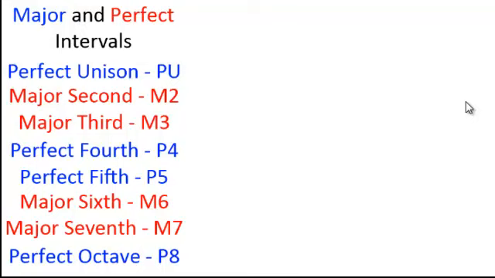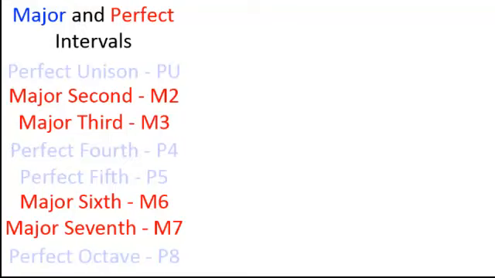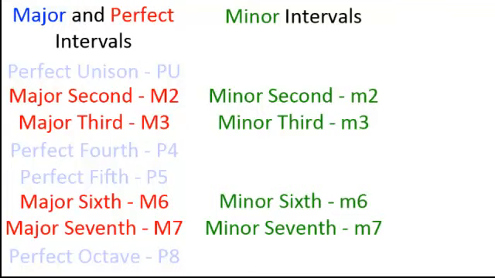Well, an interval is the distance between two notes. So a minor interval is a distance that is one semitone smaller than a major interval. So minor intervals can only exist from major intervals. So you cannot have a minor unison or a minor fourth or minor fifth, but only minor seconds, thirds, sixths, and sevenths.